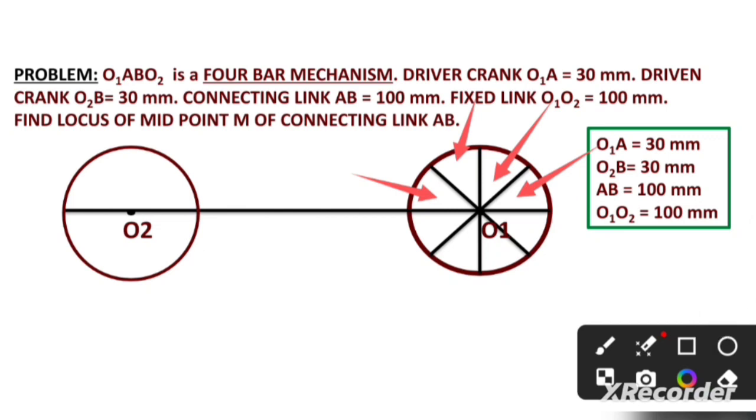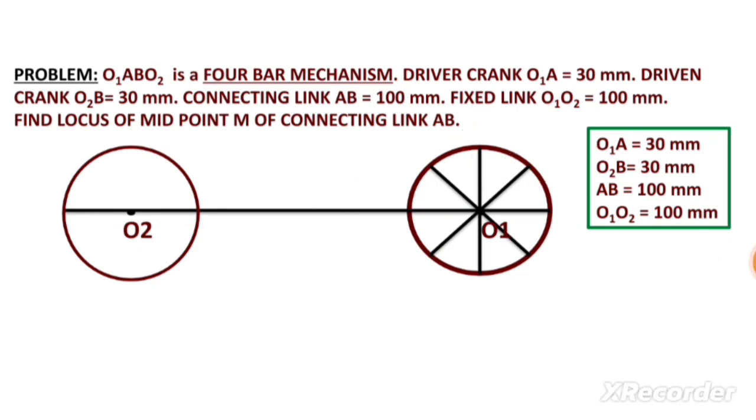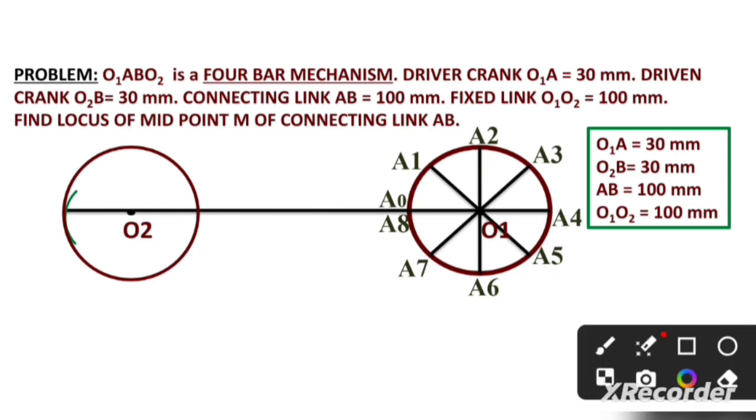Now here we mark points A0, A1, A2, A3, A4 up to A8. Now A0 is the center point and we make one arc on this circle having radius 100 mm, the AB radius, and we get point B0. In a similar way, with A1 as center point and 100 mm radius, we get point B1. With A2 as center point and 100 mm radius, we get point B2. With A3 as center point and 100 mm radius, we get point B3.